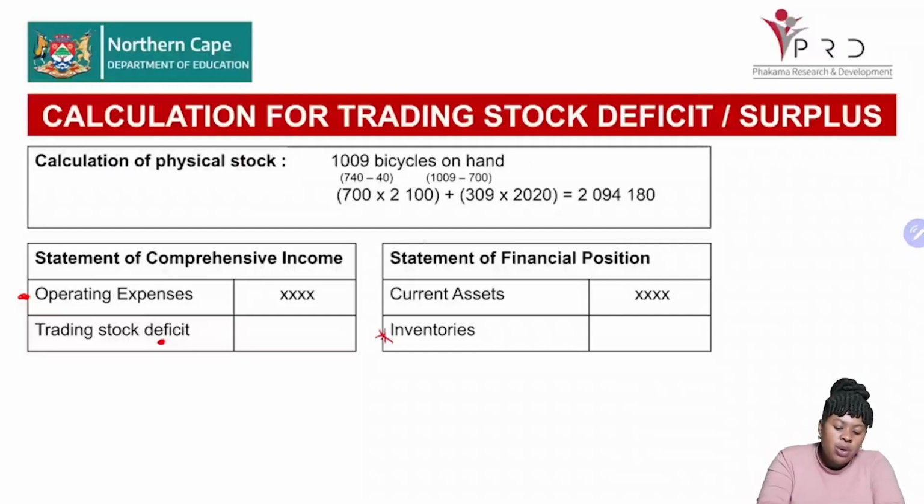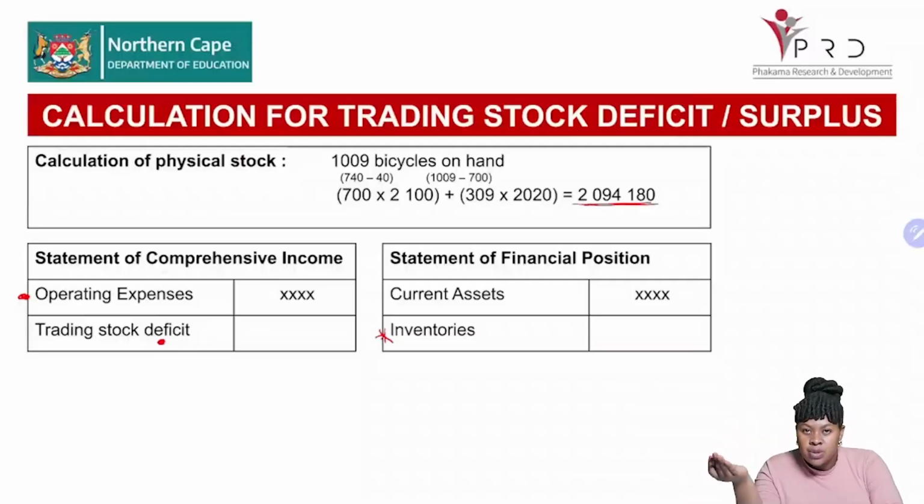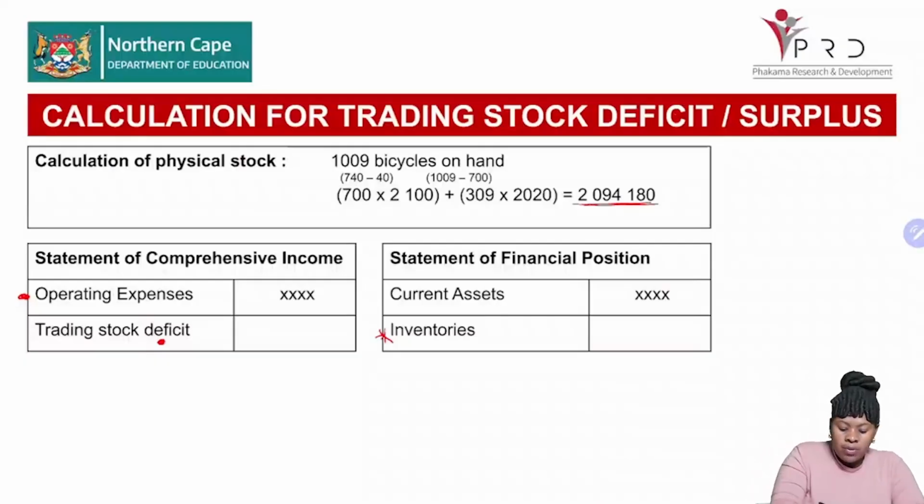So the calculation of our closing stock, this is the physical stock. Normally, the examiner in some questions has already given you this amount. Now, the difference between that type of transaction and this transaction is the fact that the examiner did not give us this amount. However, they've given us enough information to be able to calculate our physical stock at the end of the financial year. So I've already highlighted the 700 bicycles that were purchased in January.